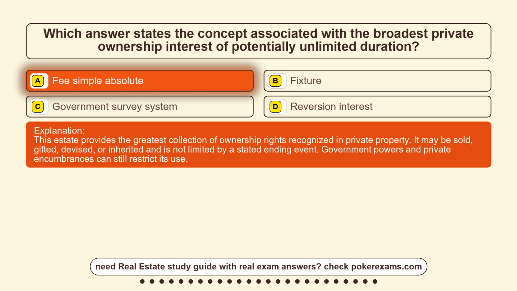This estate provides the greatest collection of ownership rights recognized in private property. It may be sold, gifted, devised, or inherited and is not limited by a stated ending event.